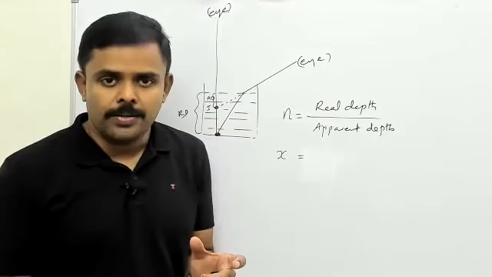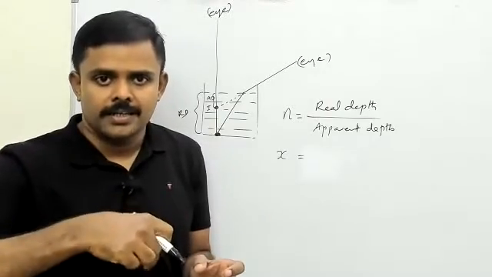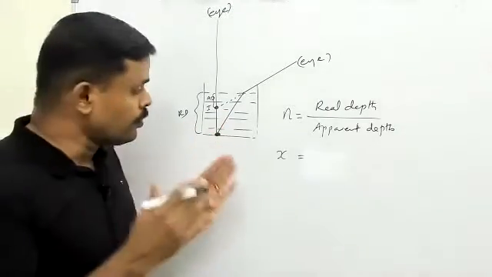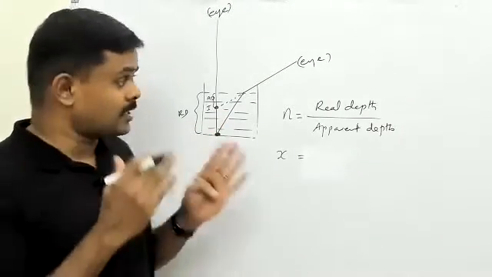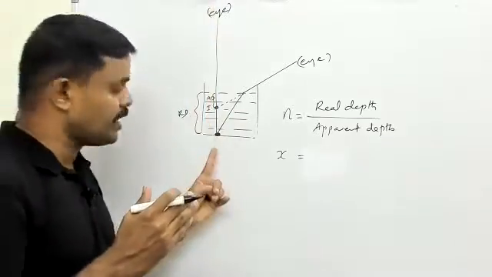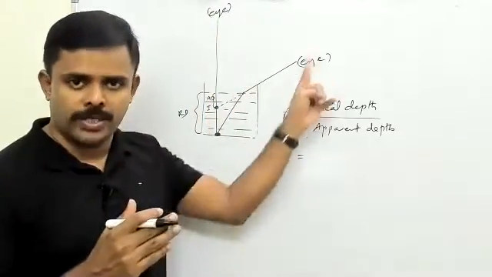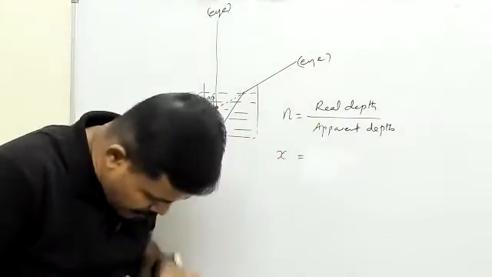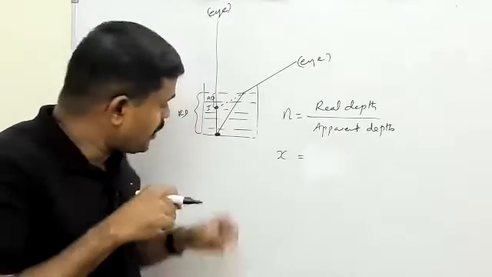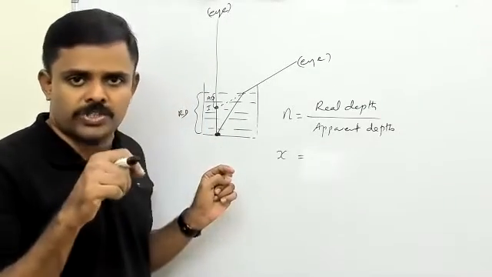You take a beaker, put a coin inside, fill it with water, and view this coin at two different angles. One is normal viewing, the second is oblique viewing. When you view normally, straight from above, the coin appears to be located at its actual position.